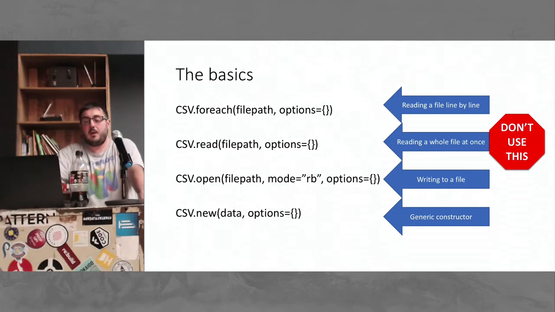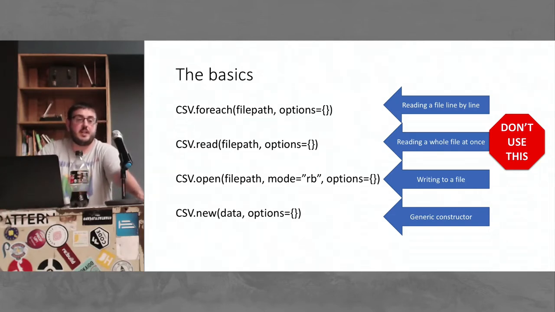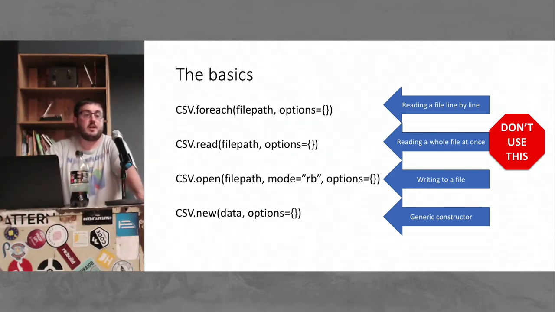You'll notice that every one of these takes an options hash. The options are universal across every method in CSV. The majority of them take the file path because you're commonly dealing with a file, except for .new, which we'll get into later, which can take more than just a file path.